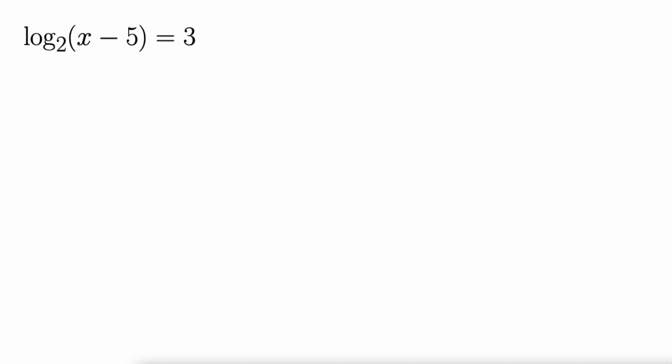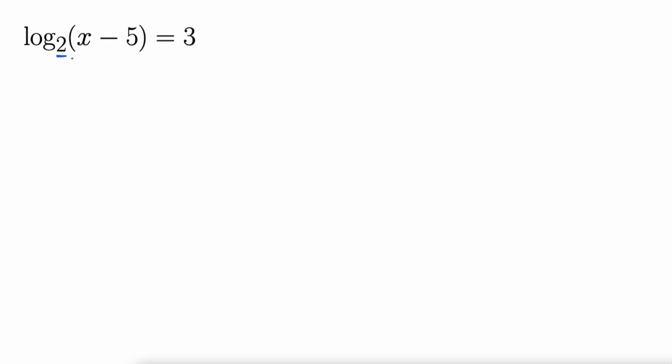Here we want to solve log base 2 of x minus 5 equals 3 for x. When we have a log on one side and a number on the other side, the key here is to convert this to exponential form.